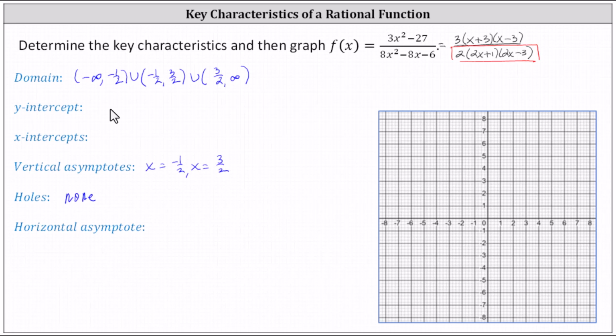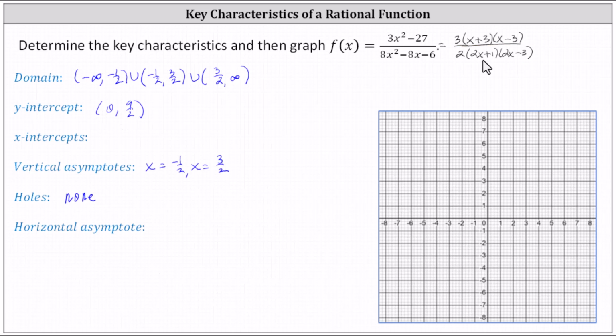And now let's determine the y-intercept. The y-intercept is where the graph crosses the y-axis. Every point on the y-axis has an x value of 0, which means to determine the y-intercept, we determine f of 0. Let's go ahead and find f of 0 in the original form. Subbing in 0 for x, we can see f of 0 equals negative 27 divided by negative 6, which simplifies to positive 9/2. We can divide the numerator and denominator by negative 3 to get 9/2. This indicates the y-intercept is 0, 9/2.